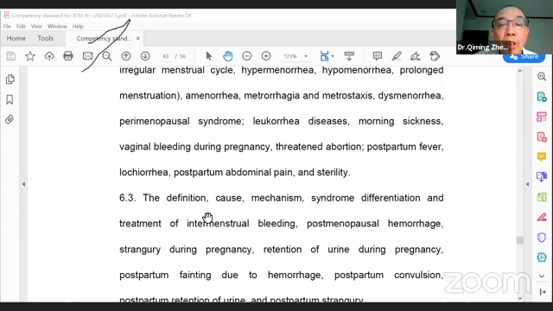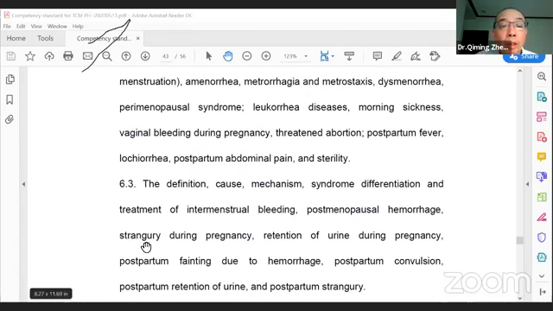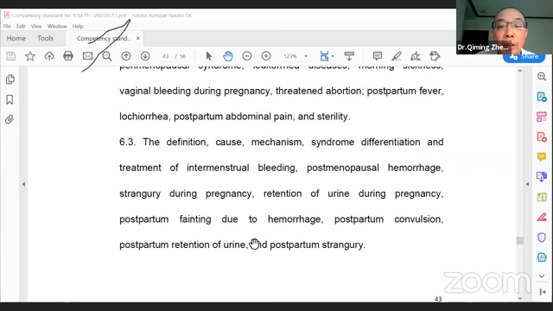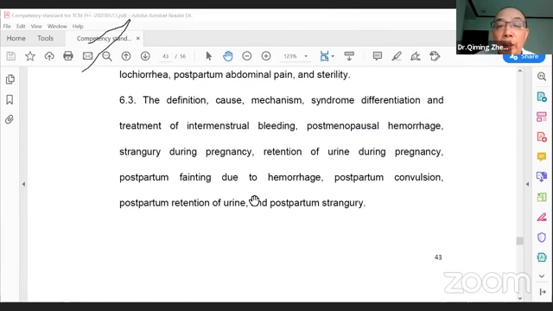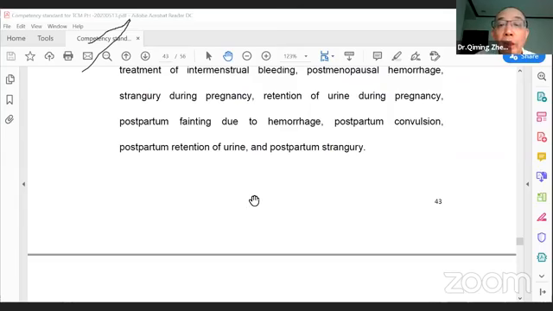Point 3, definition, cause, mechanism, syndrome differentiation, and treatment of intermenstrual bleeding, postmenopausal hemorrhage, discharge during pregnancy, retention of urine during pregnancy, postpartum fainting due to hemorrhage, okay. Postpartum conversion, postpartum retention of urine, and postpartum discharge.